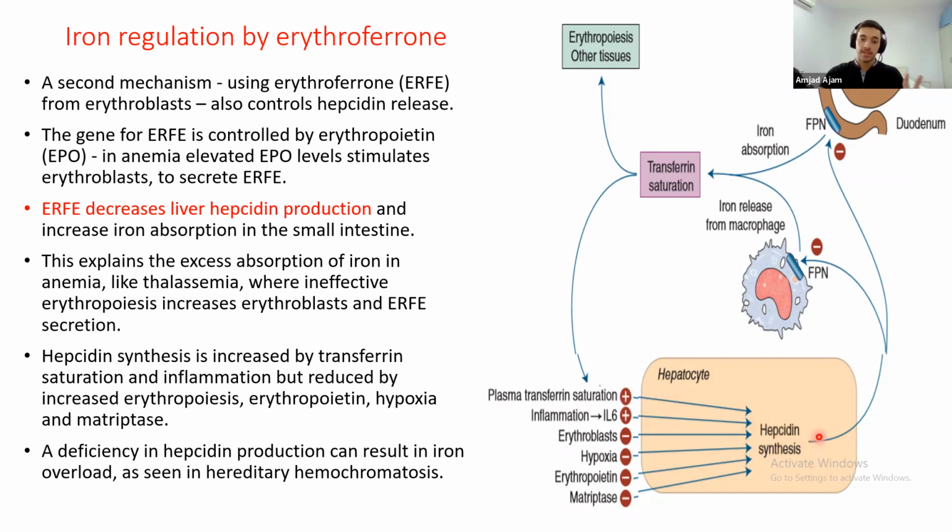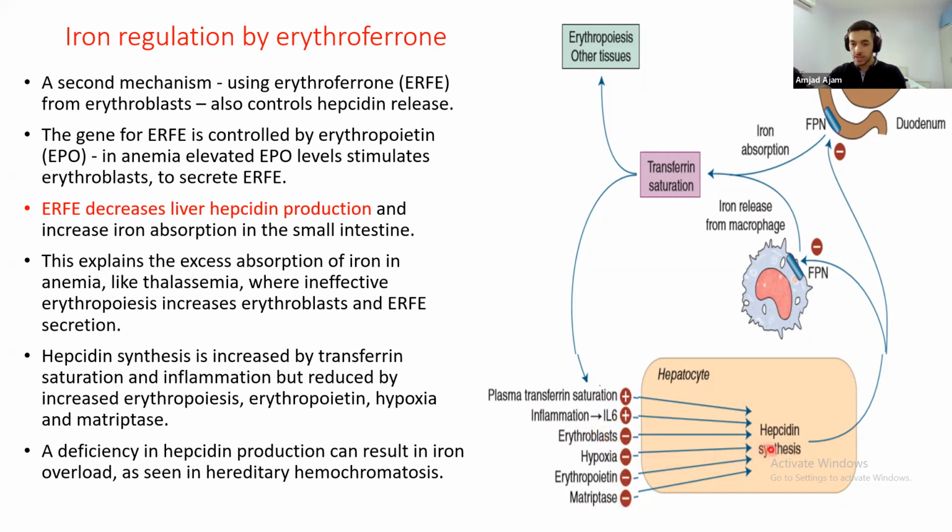So remember, two things that will enhance the hepcidin synthesis: the plasma transferrin saturation, meaning that iron is bound to transferrin. So when we have that transferrin saturation, it will increase the hepcidin synthesis, and therefore it will decrease the iron from here and here. Another thing is inflammation. It produces an inflammatory cytokine called interleukin 6. This interleukin 6 also activates the hepcidin synthesis.